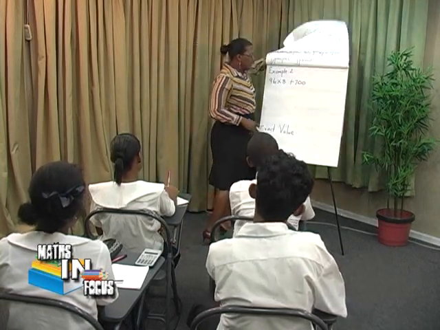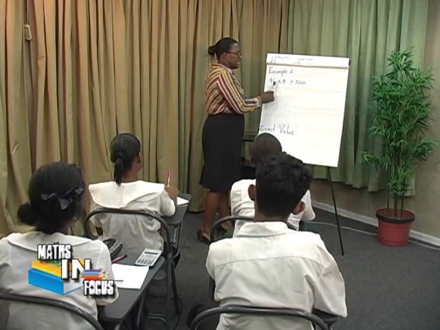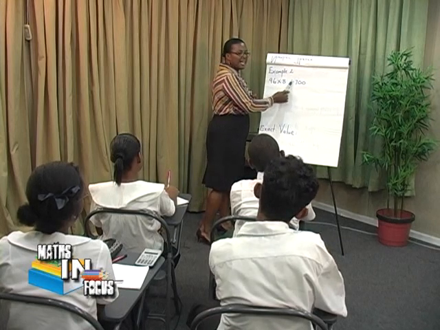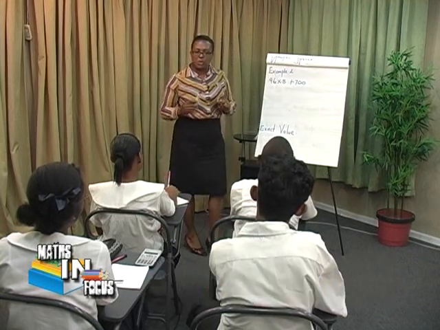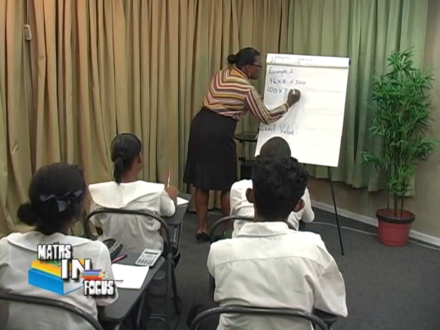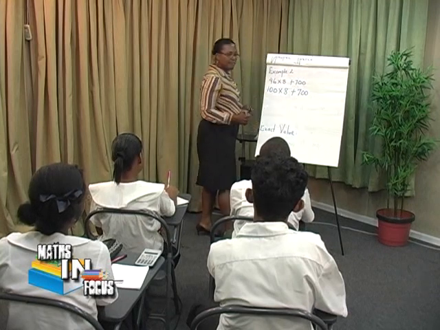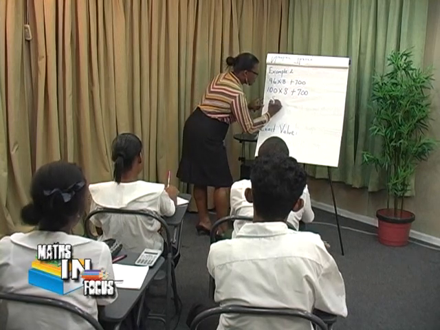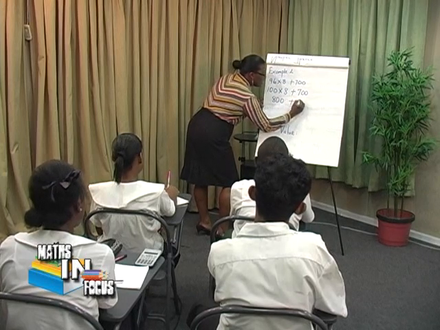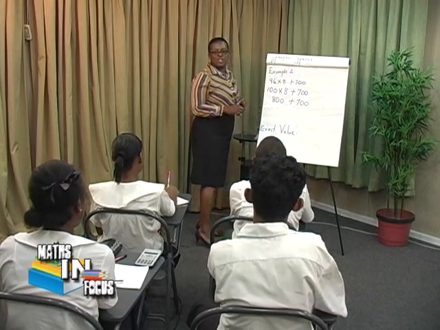Now let us take a second example. We have 96 being multiplied by 8. And then we're going to add 700. Now we look at 96, and we know it's close to which number? 100. So we round 96 off to the nearest 100, and we multiply by 8. Then we're going to add our 700. 100 multiplied by 8. What would that give us, Renee? 800. When we add 800 to 700, what would we get, Keisha? 1,500.